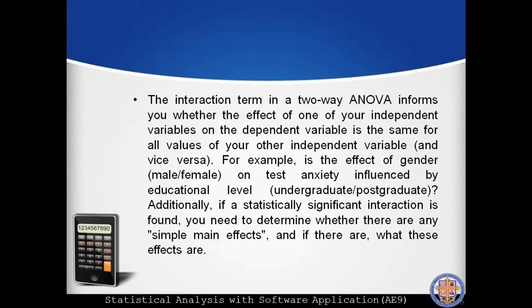The interaction term in a two-way ANOVA informs you whether the effect of one of your independent variables on the dependent variable is the same for all the values of your other independent variable and vice versa. For example, is the effect of gender, male, female, on test anxiety influenced by educational level, undergraduate, postgraduate. Additionally, if a statistically significant interaction is found, you need to determine whether there are any simple main effects and if there are, what these effects are.